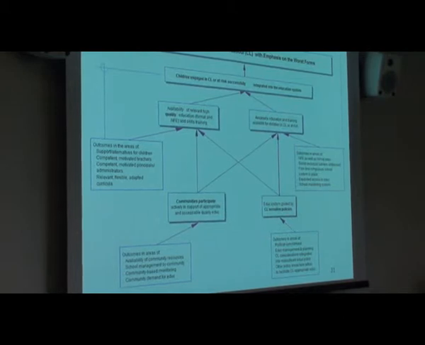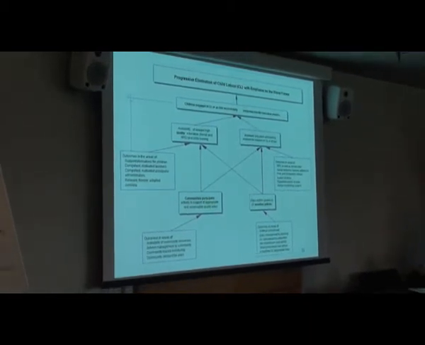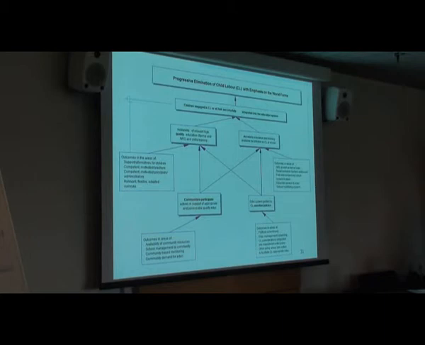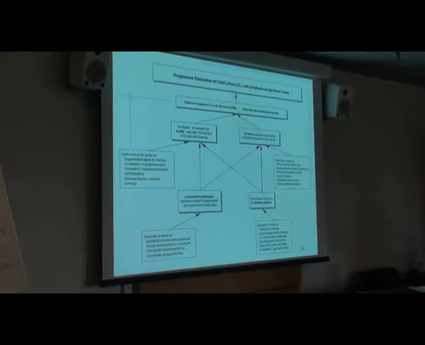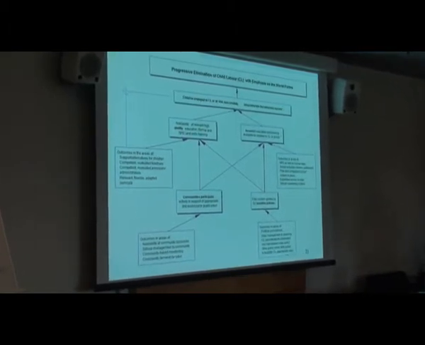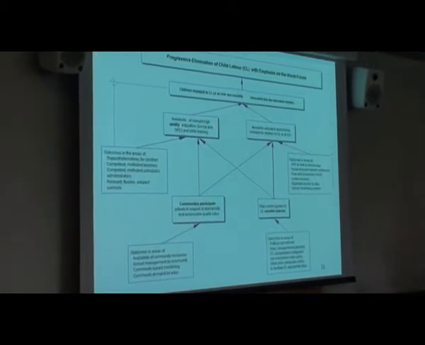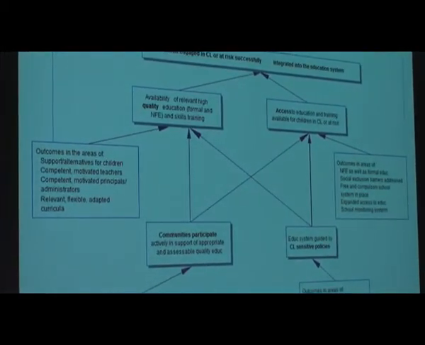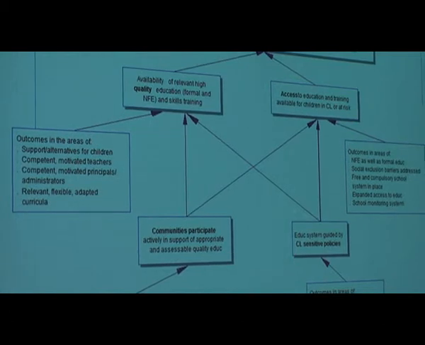This one, again, just to give you an example, was actually developed in a very participative way. This is eliminating child labor through successfully integrating children into the education system. People who developed this, and it wasn't me as an evaluator, I just facilitated the process, are people working in this area from different parts of the world who got together. And they identified four major factors here: the availability of high quality education, access to education, and training available for children who are in child labor or at risk, and then community participation, and then child labor sensitive policies.